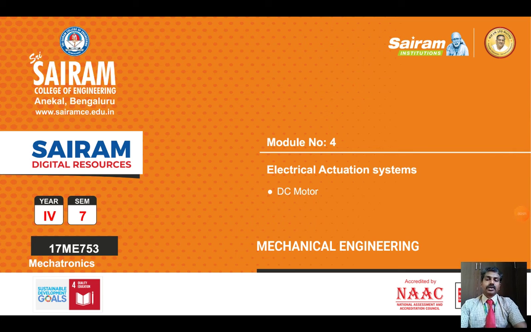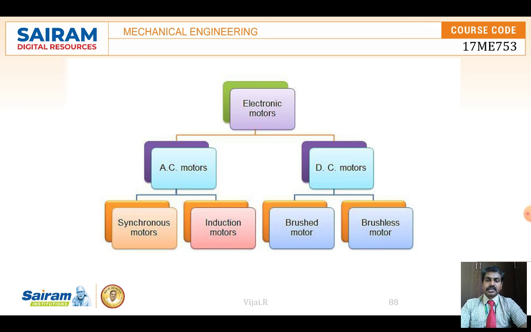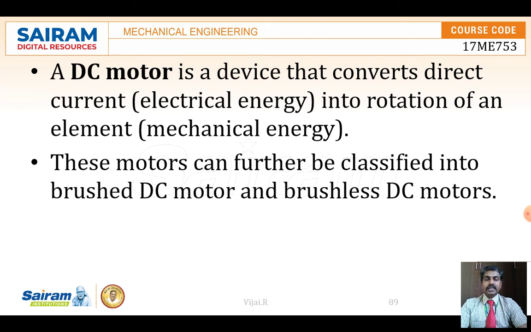In this video, we are going to discuss the electrical actuation system, that is, a DC motor. What is meant by a DC motor and how does it function? Let me see what a motor is. Electric motors are commonly divided into AC and DC. In AC, there are two types: synchronous and induction motors. And DC motors are brushed motors and brushless motors. Let me go and see about the DC motor.